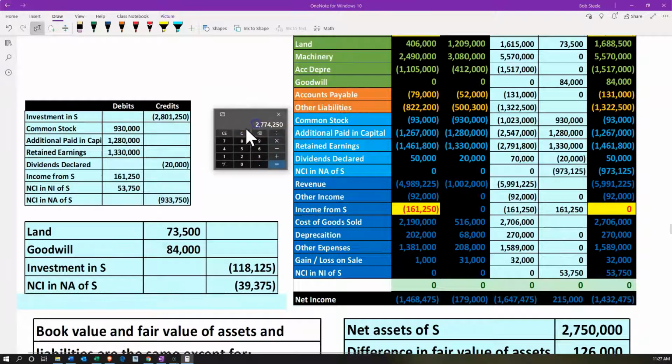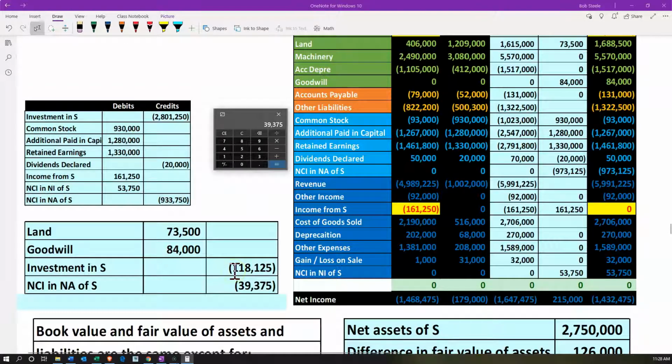So let's just pull out the trusty calculator. 73,500 plus 84,000 times 0.75. There's the 118,125. And then we're going to take the 73,500 plus the 84,000 times 0.25. And there's the 39,375. That being posted then is going to go up here. The land is going up for that differential, and the goodwill is going up for the 84,000.